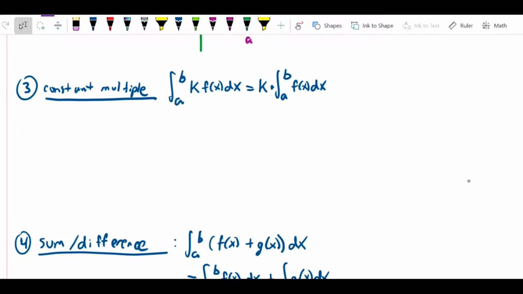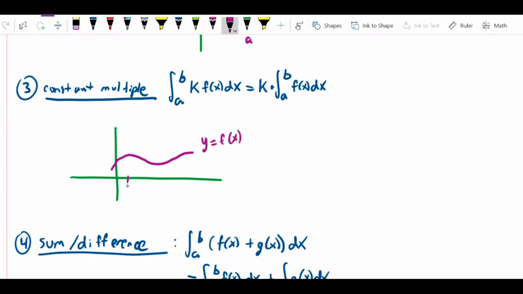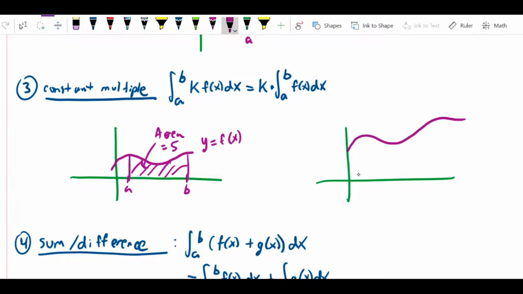Constant multiple. This hopefully has a little bit of geometric intuition. Let's say that this is y equals f of x, and that the integral from a to b of f of x dx has an area of, let's say, 5. Well, if I double the function, in other words, if I instead write that function, hopefully I've drawn that to scale, so this is y equals 2f of x. I've just taken all the y values and doubled them.